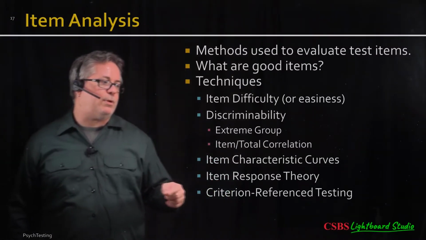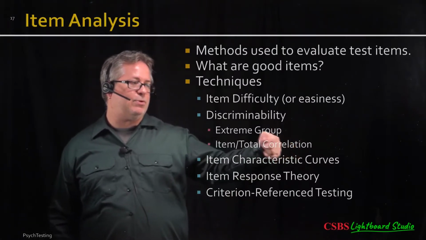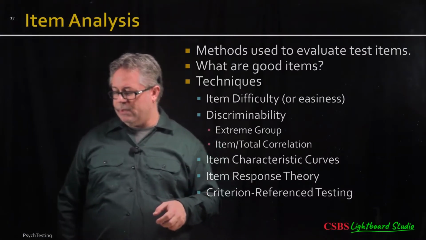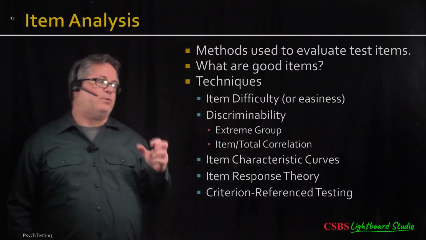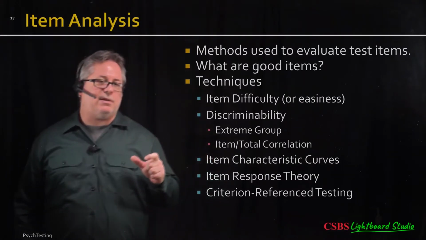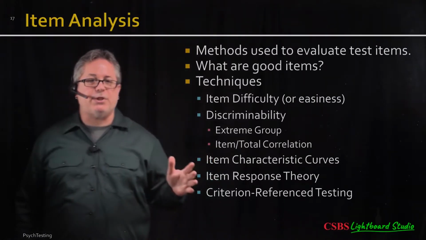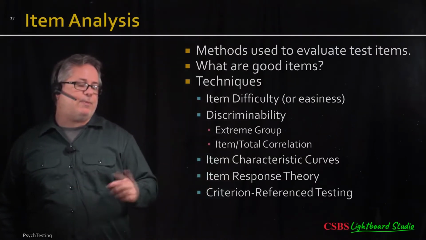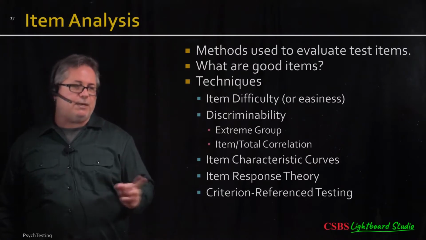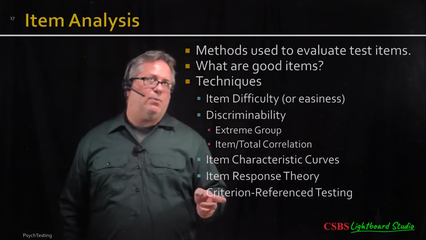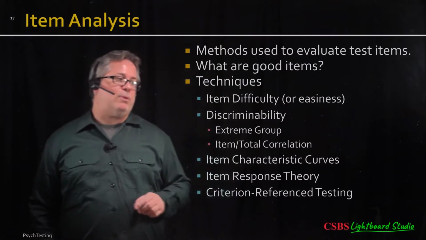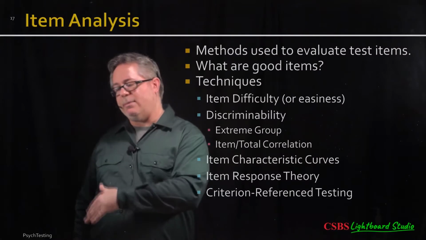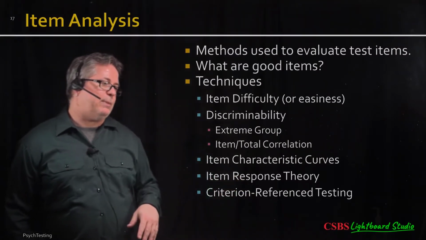And we'll talk about a couple different ways of looking at discrimination. One is called the extreme group method, which sounds a lot more crazy than it really is. If you cut your respondents into thirds, look at the upper third and the lower third, and look at the number of people who endorsed an item, the difference between the extreme groups tells you how discriminating that item is. People on the high end should endorse the item at a much higher rate than people at the low end. We'll talk about that in a minute.